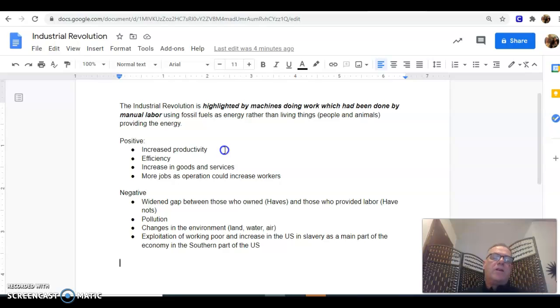So what did industrialism mean, though? What were some of the positive aspects of industrialism? Well, increased productivity. More things were being made. Efficiency. People could make things, they could make more of them, and they could make them faster. This outcome was an increase in goods and services to people. Generally speaking, also, wealth rose. Why? Because there were more jobs available and more things for people to get.